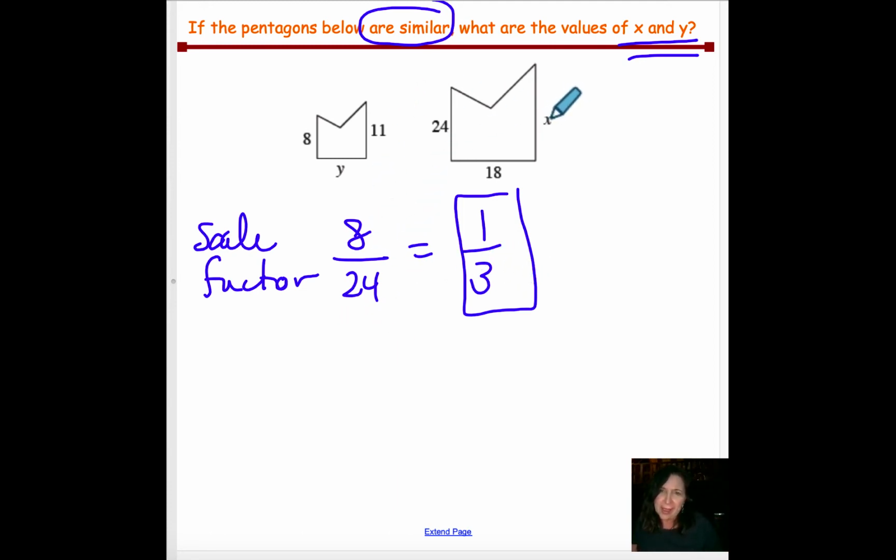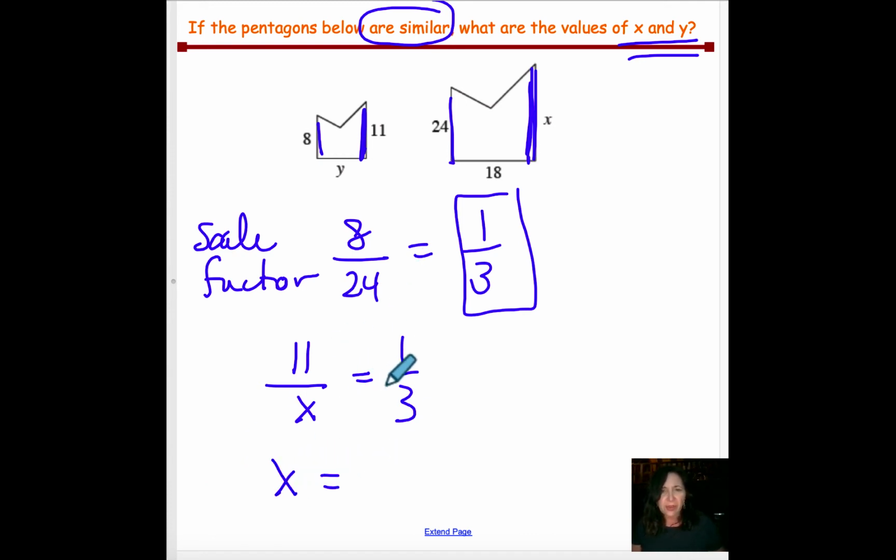So in order to find x, which is this tall value here, I'm going to compare it to that corresponding value. So I'm going to go 11 is to x as, now this is where I would use my scale factor. I could go 8 is to 24, but I don't want to write that because that's going to give me a larger number than I need to deal with, since I've already reduced it. So now I'm just going to use 1 is to 3. I'm going to cross multiply: 1 times x is x, 3 times 11 is 33. So I know x is equal to 33. So this tall side is 33, okay?